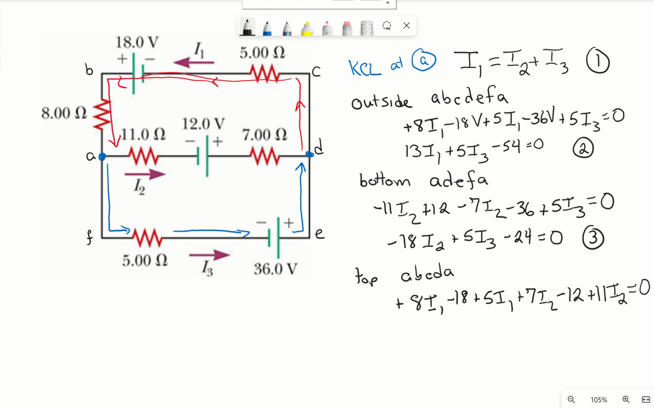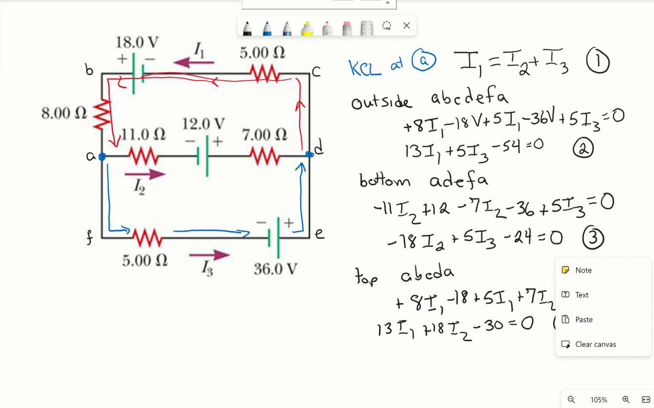Okay, so put all that together. So let's see, I've got 18 and 5, so 13I1. And let's see, 7 and 11 plus 18I2. And then 18 and 12 is 30, so minus 30 equals 0, and that's equation 4. So I'm going to solve it using equations 1, 2, and 3. You could equally solve it using any 3 of the equations.